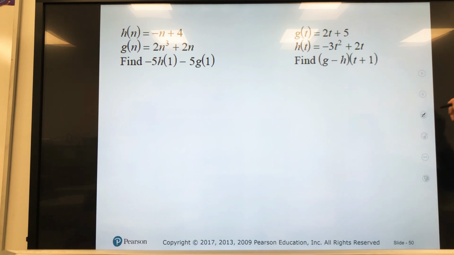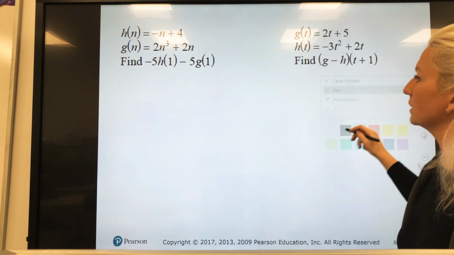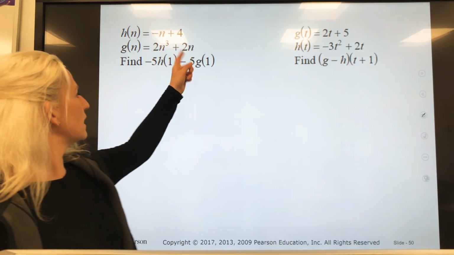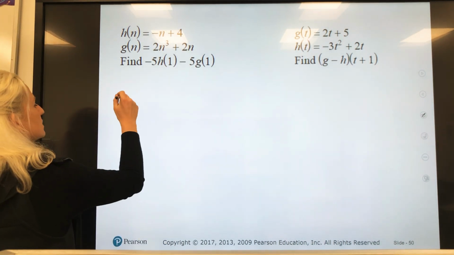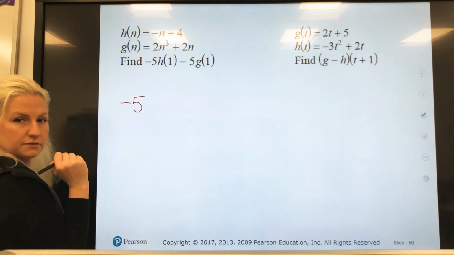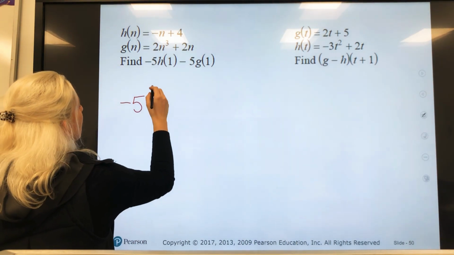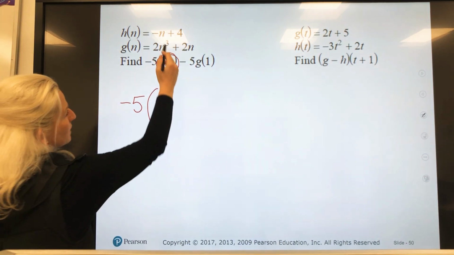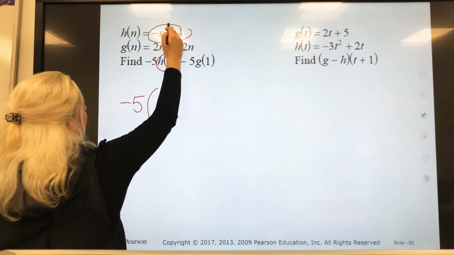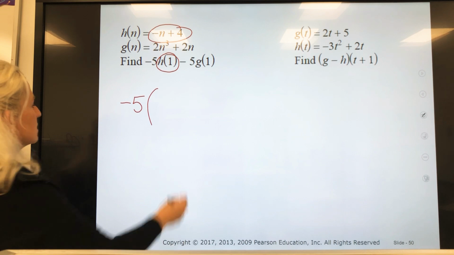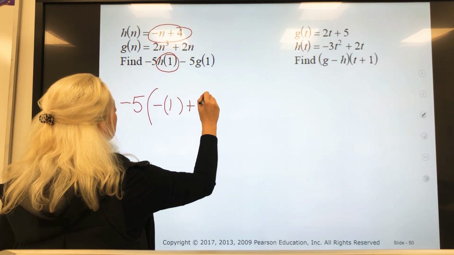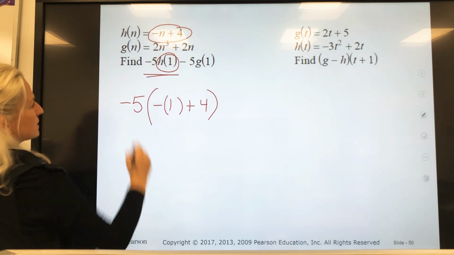All right, so there's another one, and I'm going to do 2 more for you. Because there was all different kinds, and I just want to show you a bunch of different kinds. So, -5 times h of 1 minus 5 times g of 1. So let's do this here. -5, okay, times h of 1. H of 1, meaning I'm going to the h function here, and I'm going to plug in a 1. So that's negative 1 plus 4. Okay, that's this piece here.